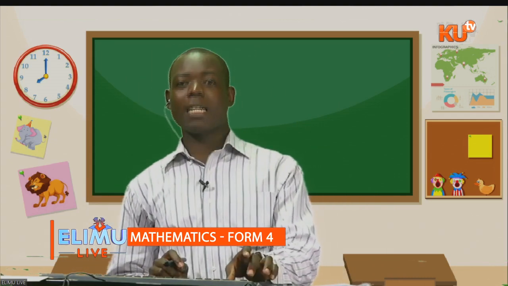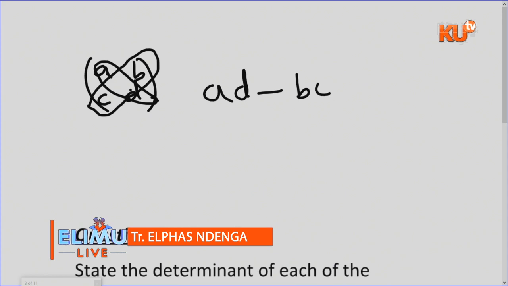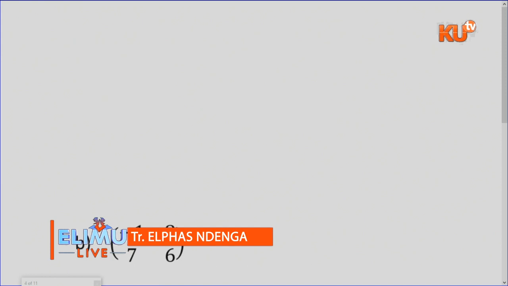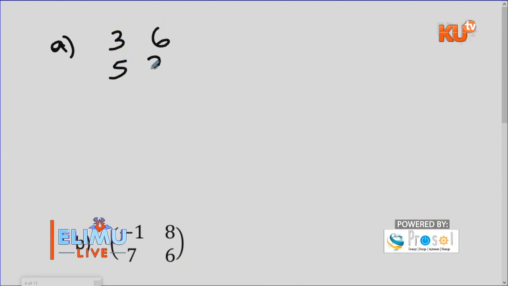So let's look at an example. Now, this is our question. We are told to determine the determinant of each of the following matrices. For part A, we have a matrix which is 3, 6, 5, 2. We need to determine the determinant of this matrix.